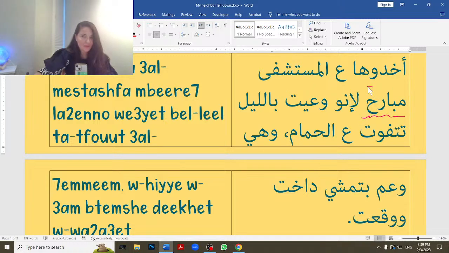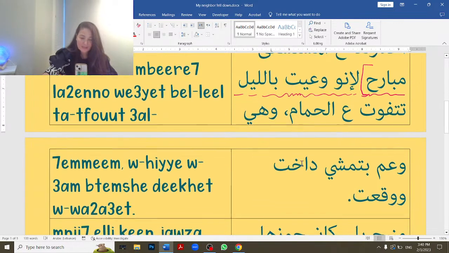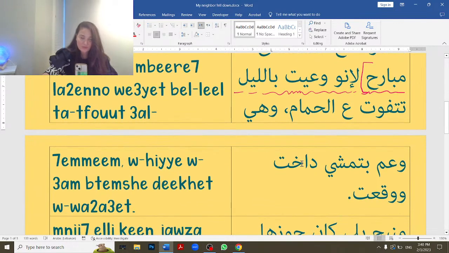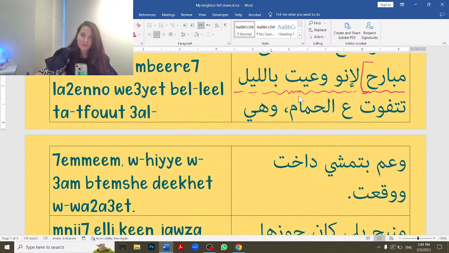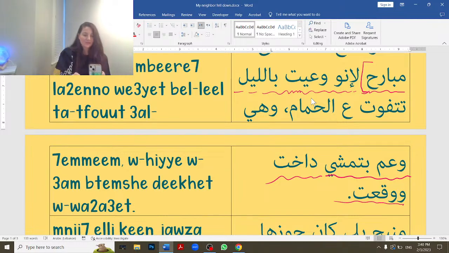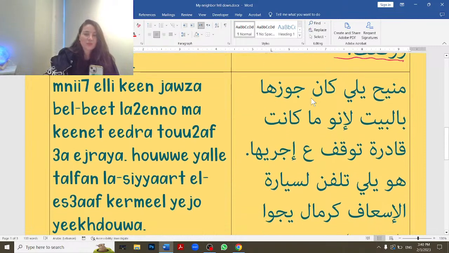I'm going really fast because we explained this yesterday, okay? لأنه وعيت بالليل because she woke up at night تتفوت على الحمام, so that literally she enters to the toilet, which means so that she goes to the toilet. وهي وعم تمشي. هاي حورية. وهي وعم تمشي and while she was walking داخت. She felt dizzy ووقعت and she fell down. Okay, so this is what we did yesterday until here. So from here onwards, I'm gonna take it slowly as usual.